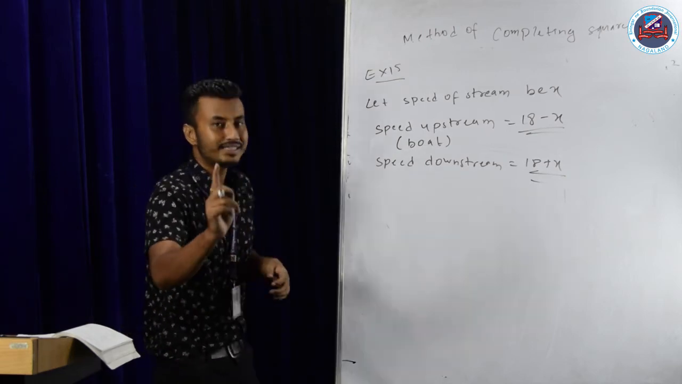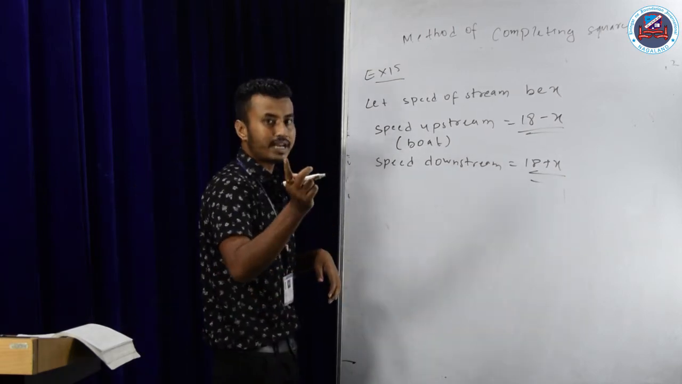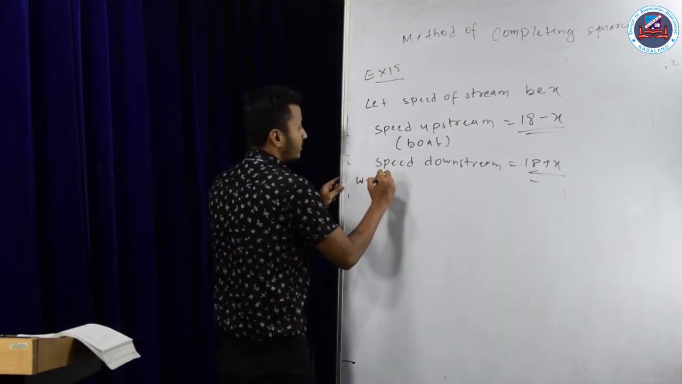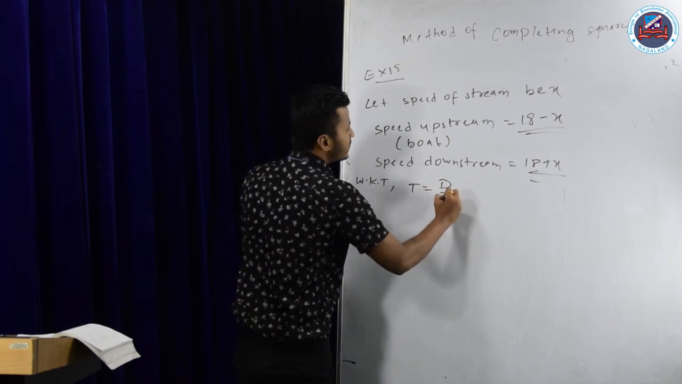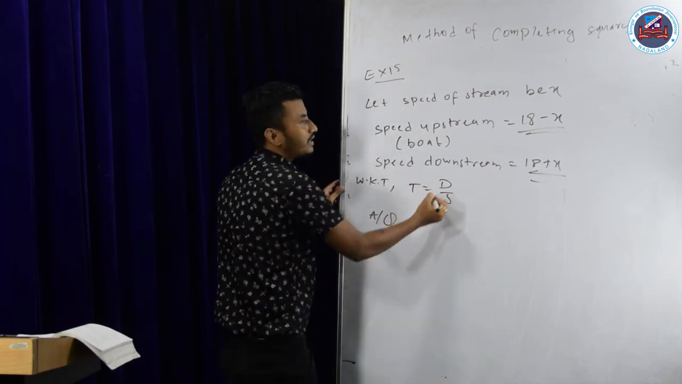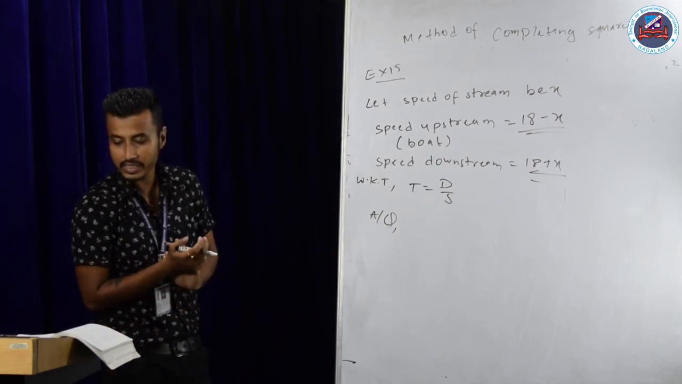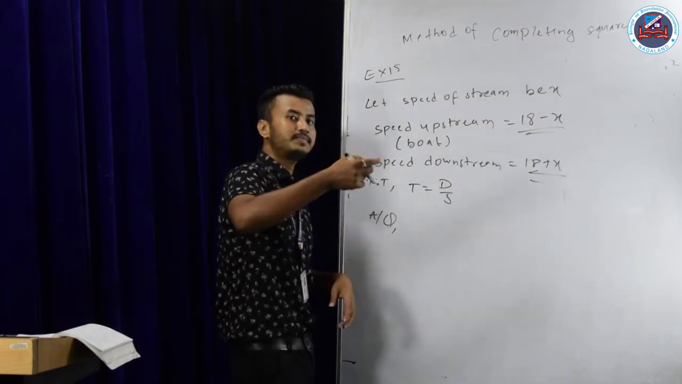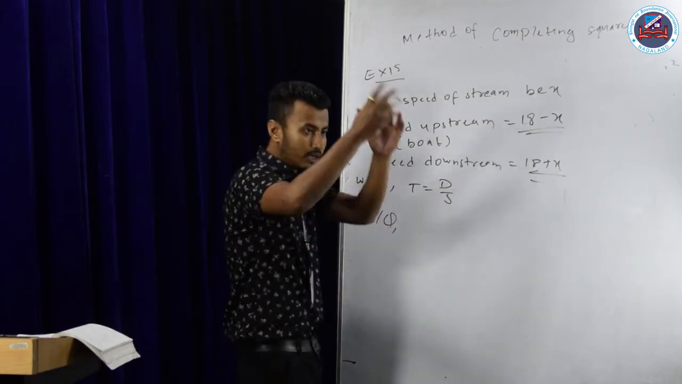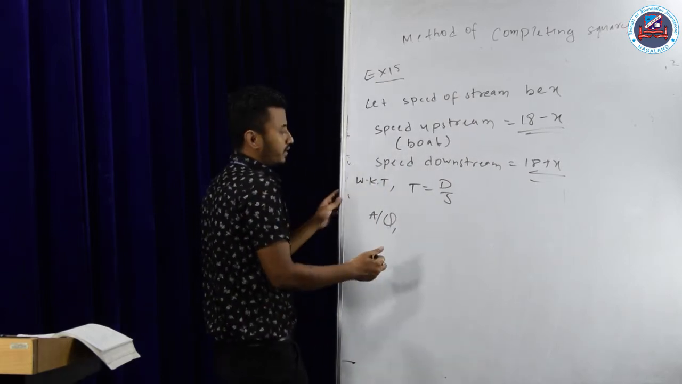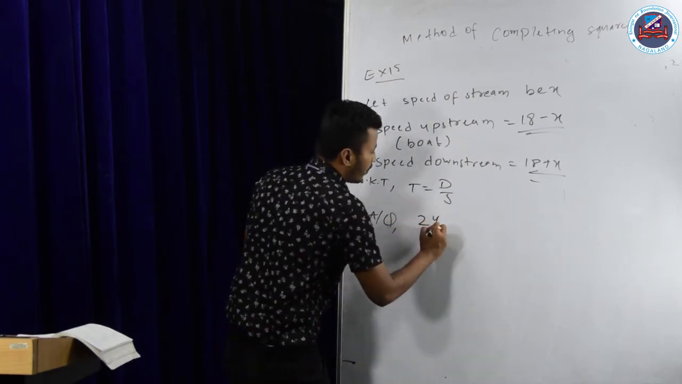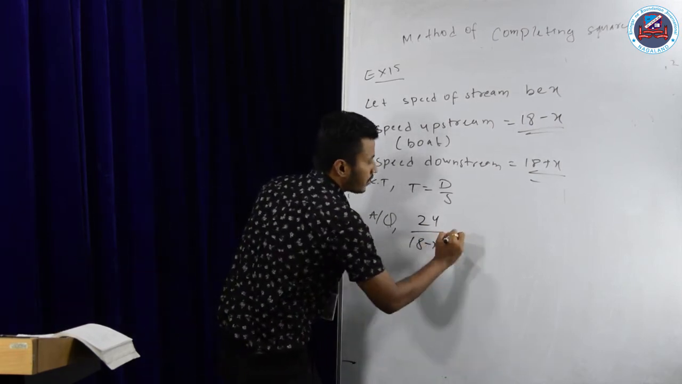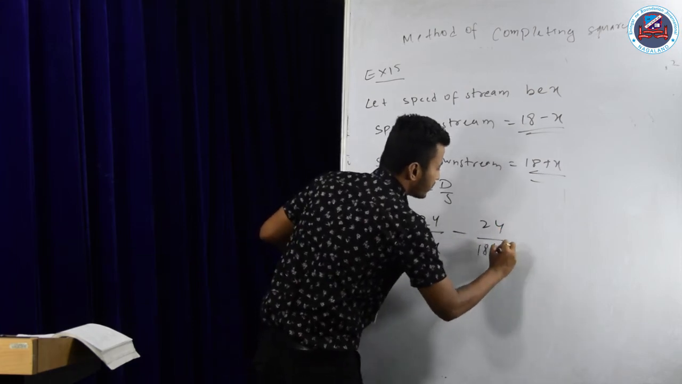Speed equals distance by time. So if speed is distance by time, then time will be distance by speed. We know that time equals distance by speed. Now according to the question, what is the distance given here? The distance given in the question is 24 km. The boat is going 24 km upstream, and in the other case the boat is coming down 24 km downstream. So the total distance is how much? 24 km. So according to the question, the time of the boat upstream and the time of the boat downstream differ by 1 hour.